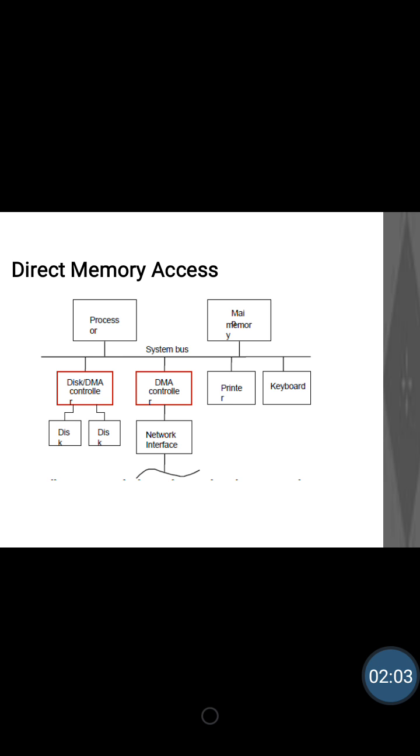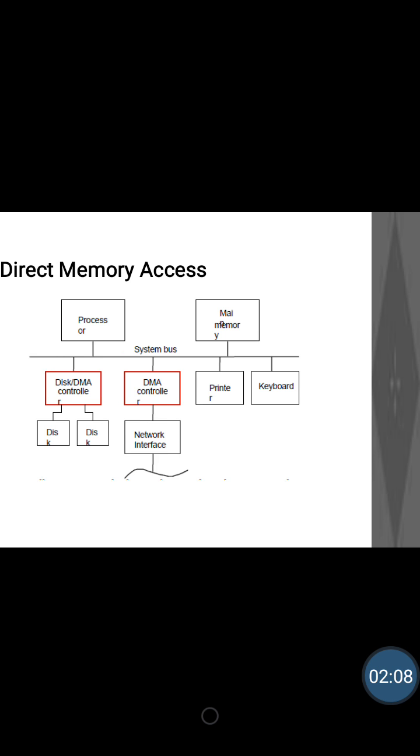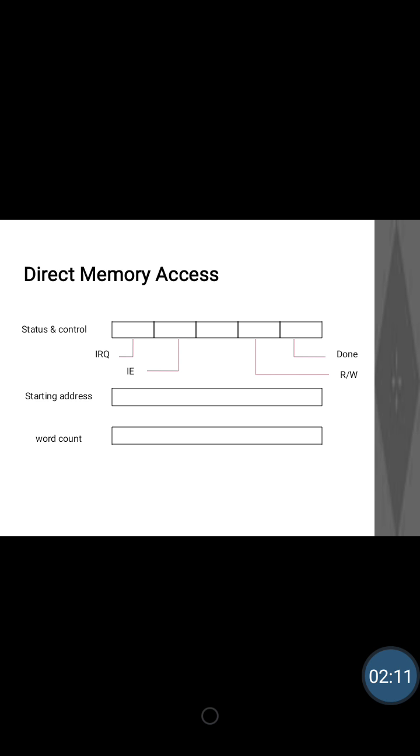To initiate the transfer of a block of words, what happens? I have three different registers. One is the starting address register, another is the word count register, and the other is the status and control register. Our aim of using DMA is to transfer a large block of data. So the starting address of this data is written in the starting address register. And how many data words I have to transfer, 100, 200, likewise, the word count will be there in the word count register.